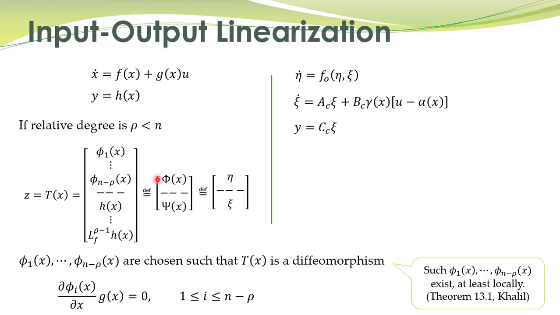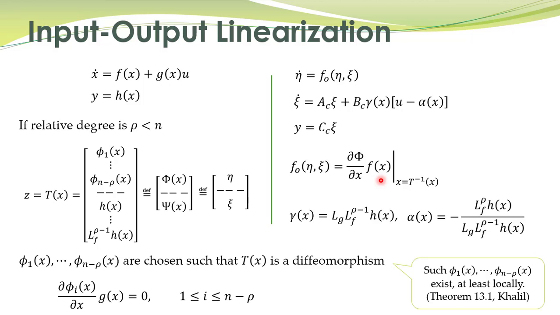And this state transformation will transform this nonlinear system into this particular format. Eta dot is equal to some new nonlinear function of these new state variables eta and xi, and xi dot is given by this relation. The output equation is y is equal to Cc into xi, and we shall prove that this state transformation converts this nonlinear system into this form, where these nonlinear functions are given over here.